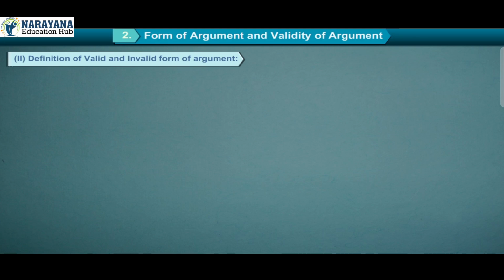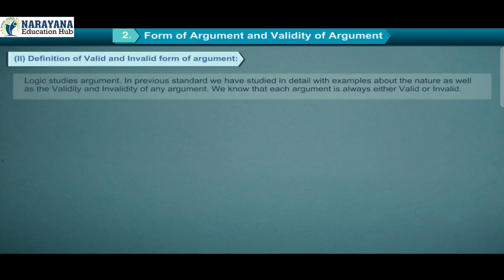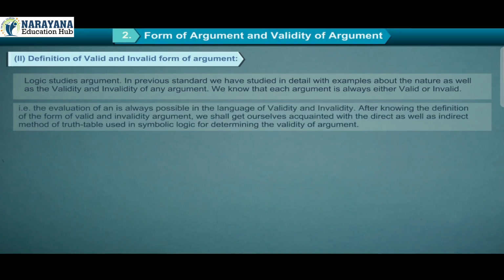Second, definition of valid and invalid form of argument. Logic studies argument. In the previous standard, we have studied in detail with examples the nature as well as the validity and invalidity of any argument. We know that each argument is always either valid or invalid. That is, the evaluation of an argument is always possible in the language of validity and invalidity. After knowing the definition of valid and invalid argument, we shall get ourselves acquainted with the direct as well as indirect method of truth table used in symbolic logic for determining the validity of an argument.